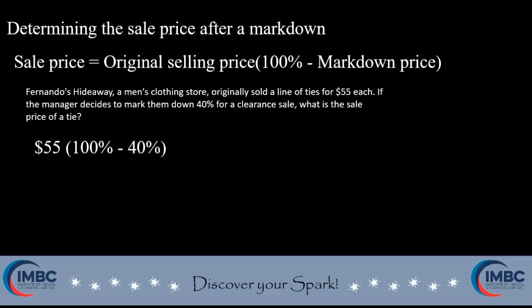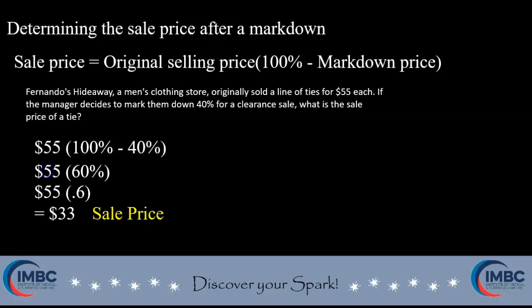Original selling price, $55. 100%, and what was the markdown? 40%. $55 times 100% minus 40% is 60%. We change the 60% to the decimal equivalent. $55 times 0.6, and we get a $33 sale price.